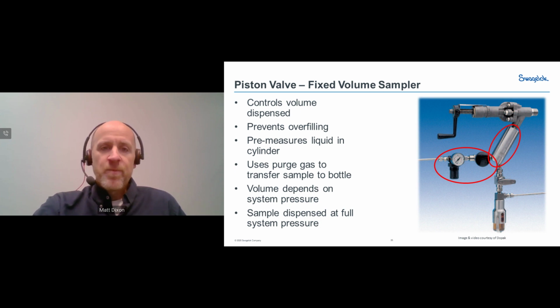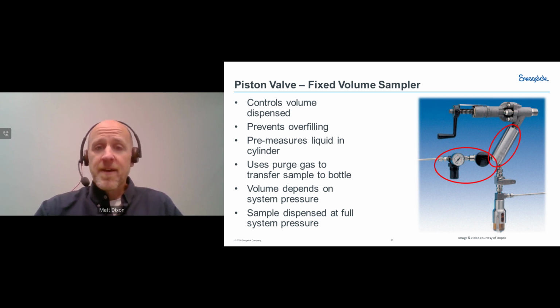So as you're filling it, it's filling up to a point where the process pressure is balanced against the gas pressure. And so depending on your process pressure, the amount of liquid volume that you get into that little sample cylinder is going to vary. And note that it is at your process pressure. So if you've got a high process pressure, then that is the pressure at which you're going to be dispensing your sample into the container.